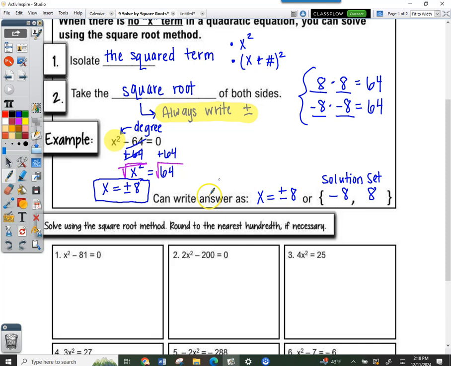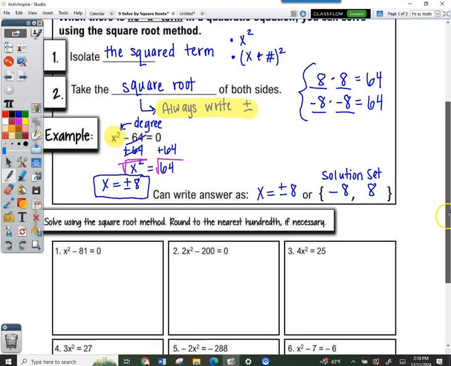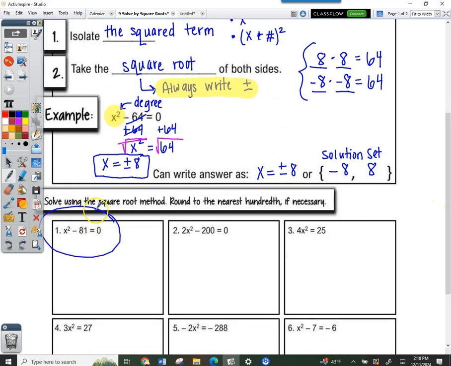Great question. Is it just called positive, negative? Yeah, you can say positive, negative, or you could say plus or minus. Some people say plus or minus. All right, I need y'all to try number 1, please.